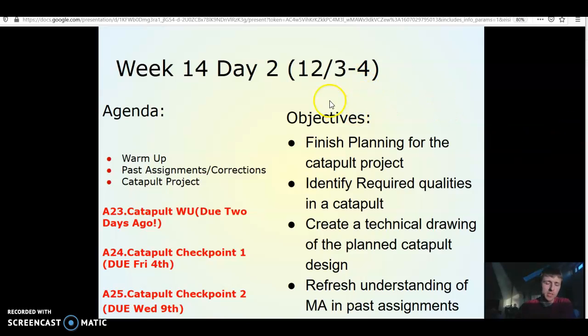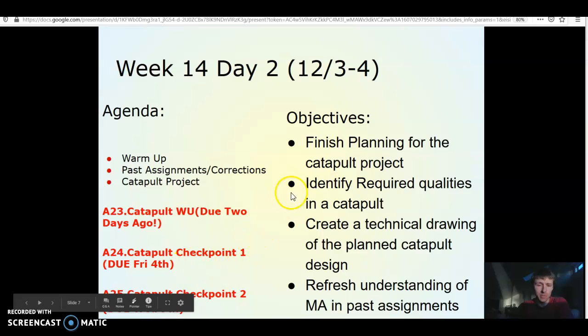So, what is today all about? We're in the midst of our Catapult project. You should be wrapping up checkpoint 1, which is due Friday the 4th at midnight. You should be starting up on checkpoint 2, which is due next Wednesday the 9th.